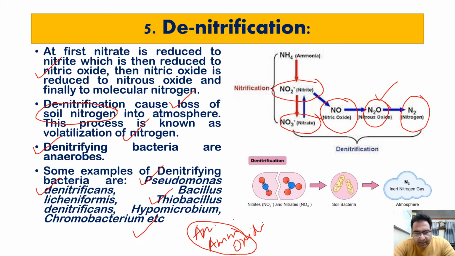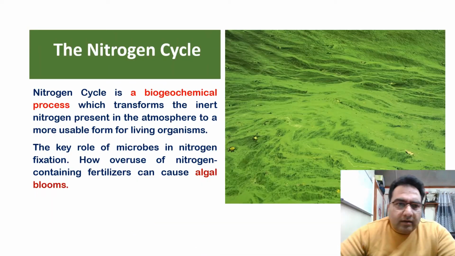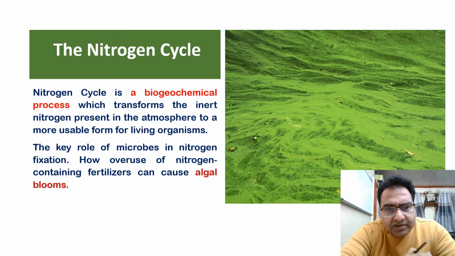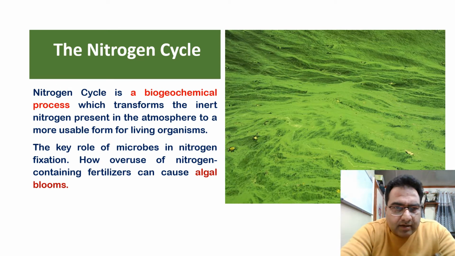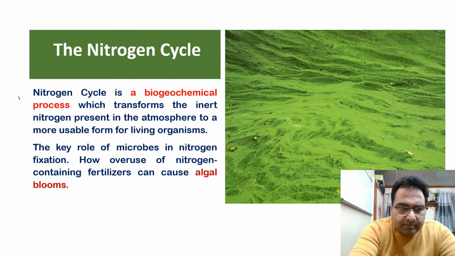So that is why it is most of the time called ANAMMOX as well, because it is taken from the anaerobic ammonium oxidation. This very nitrogen cycle is a biogeochemical process which transforms the inert nitrogen present in the atmosphere to a more usable form for living organisms.